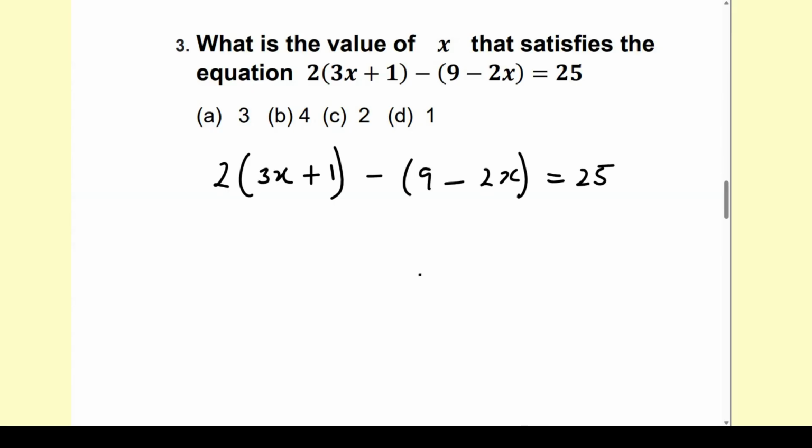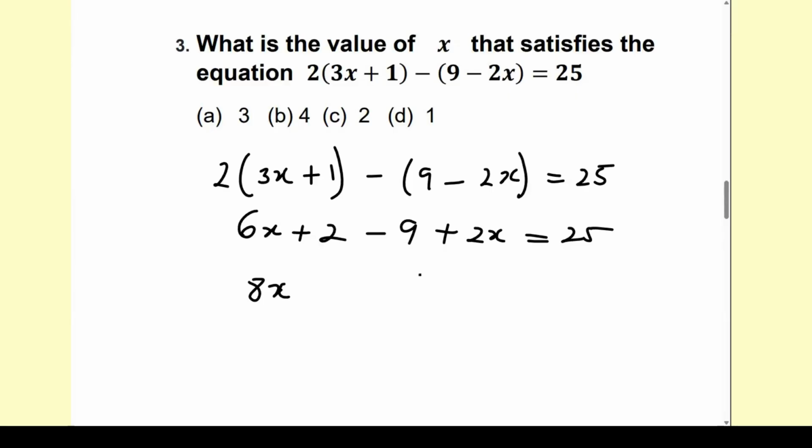So 2 times 3 gives us 6x, plus 2 times 1 gives us 2. We have a minus sign here. This minus goes into all the bracket. We have minus multiplied by 9 gives us minus 9. Minus multiplied by minus 2x gives us plus 2x, and it's equal to 25. So you can see we have x here, we have x here. If you add them together, you have 8x.